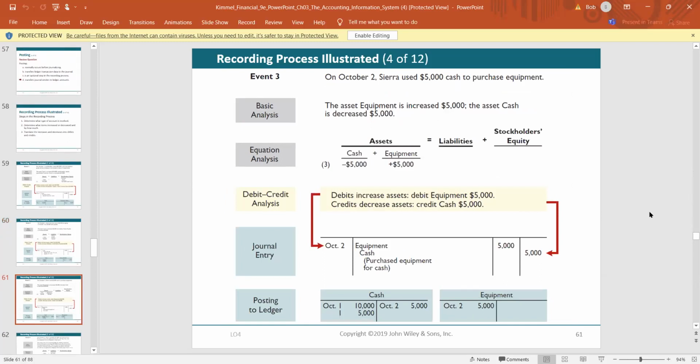They used 5,000 cash to buy equipment. We debit equipment, which went up, and we credit cash, which went down. So equipment went up, an asset, with the debit, and we yielded another asset. We traded another asset for that $5,000. Just a swap of assets.